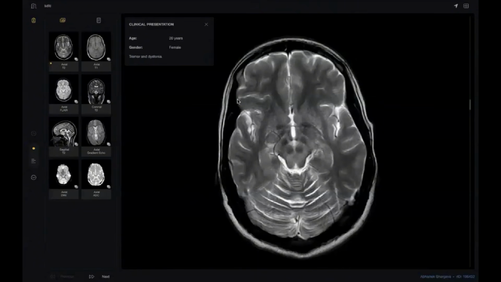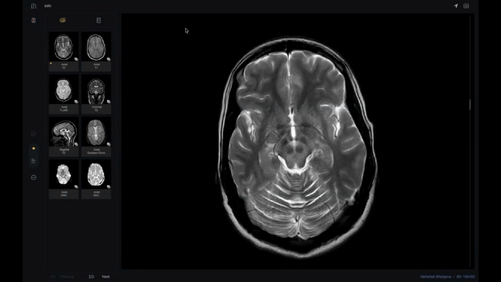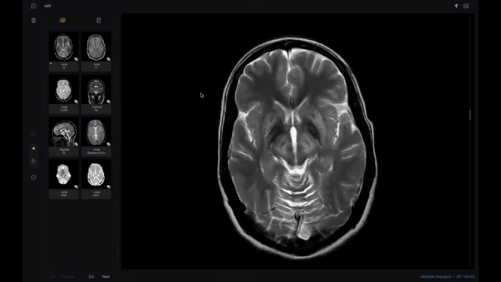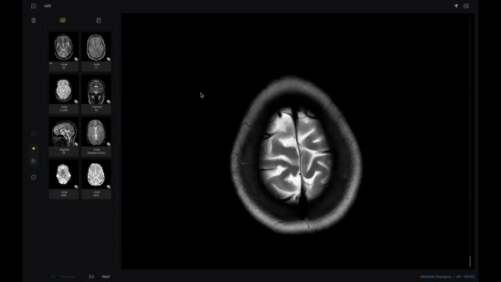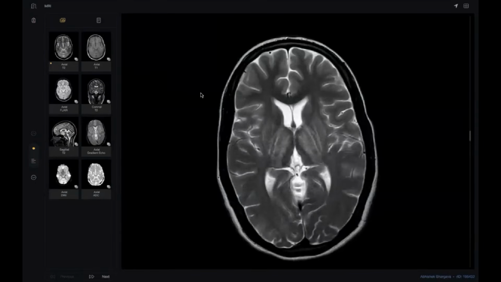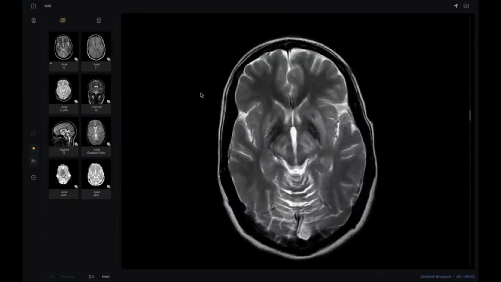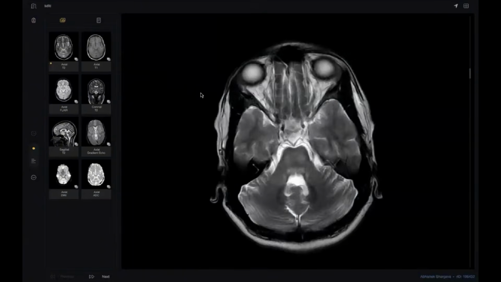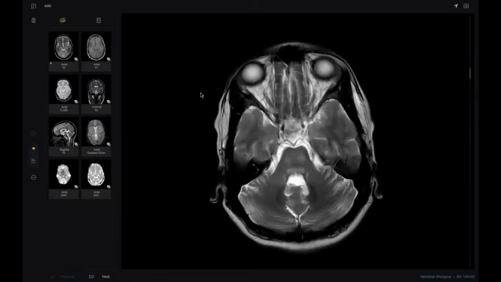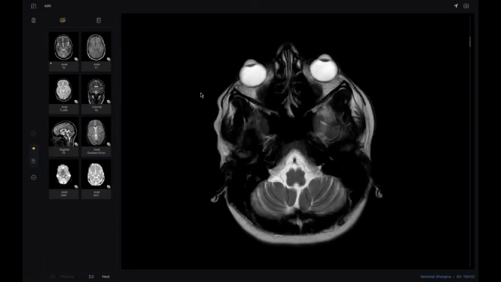Yes, sir. Hello, doctor. Hello. Welcome. This is a 20-year-old female patient presented with dystonia and tremors. Okay, can you scroll for me? Yes. I'm presenting here an axial T2 MRI brain. Stop me at the slice of interest for you.